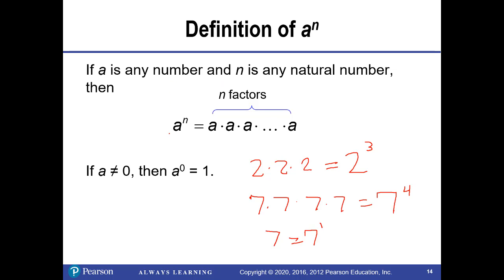We're only interested, so a here could be theoretically any number. Like it could be 1.4, and then n is going to be a natural number. And for our purposes, so from 1 to whatever. So 1.4 cubed would be 1.4 times 1.4 times 1.4. So using an exponent is a shortcut way of doing repeated multiplication.